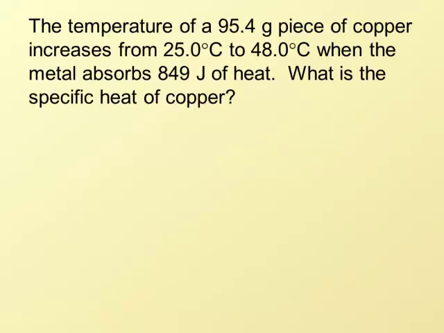Look at this question. The temperature of a 95.4 gram piece of copper increases from 25 to 48 degrees Celsius when the metal absorbs 849 joules of heat. The question asks, what is the specific heat of copper? We just saw that the equation to use is Q equals mc delta T. For which variable are we solving? We're solving for C, the specific heat.